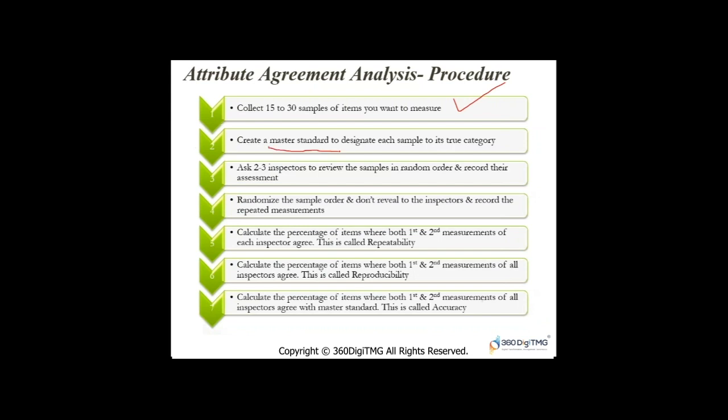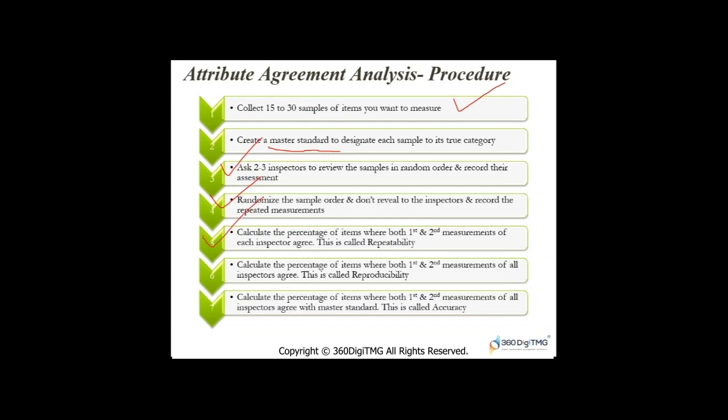Create a master standard, a supervisor's readings or a team leader's readings, which would almost always be right. Create that standard. Ask 2 to 3 inspectors to review the samples in random order and record their assessment. Next time, randomize the sample order and do not disclose this to inspectors and have them take the readings again. Right? So they'll be taking 2 readings. Once they take the readings, next time you randomize the sample order and then give it to them once again for reading. And they once again take the measurements.